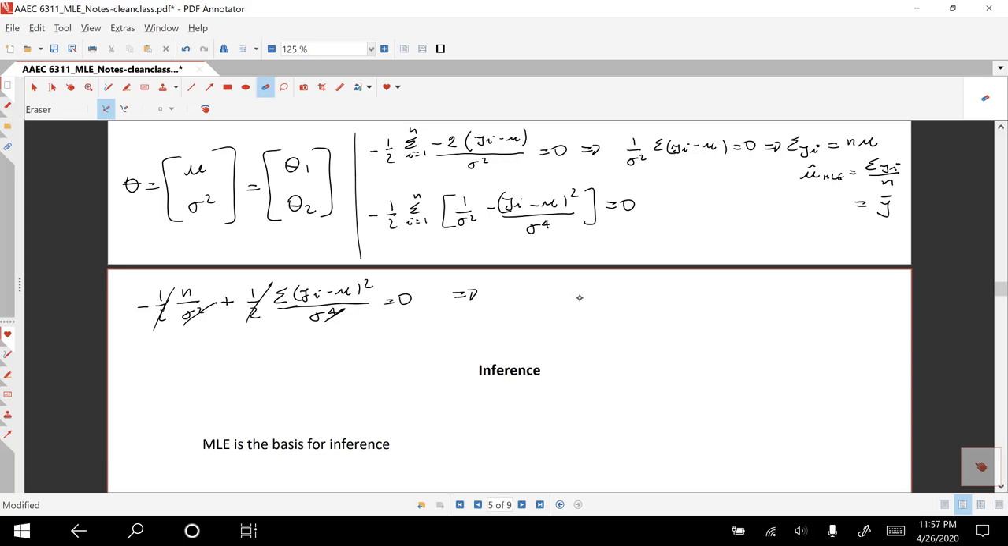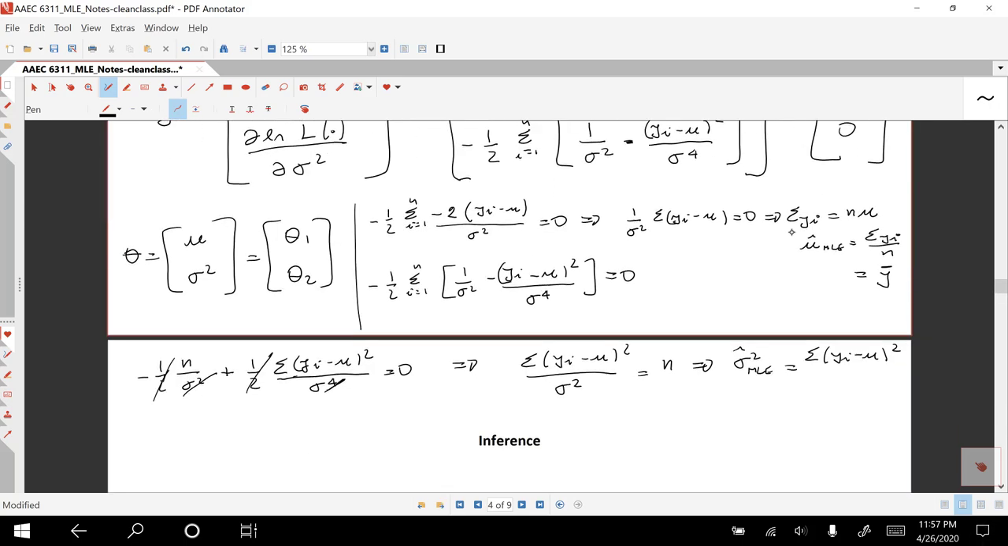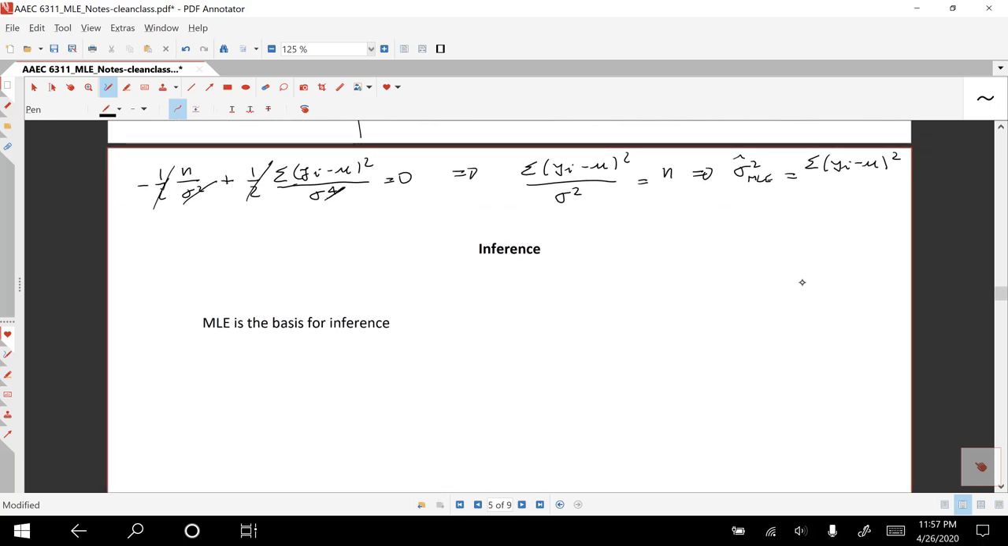Let me go step by step. So what we have is the sum of (yi minus mu) squared divided by sigma squared. We move that to the other side, so that's going to be equal to n, and with that we can solve for sigma squared. So sigma squared MLE hat is going to be equal to that sum of (yi minus mu) squared divided by n. And of course, we need to substitute the estimate for mu to be able to calculate sigma squared hat MLE.